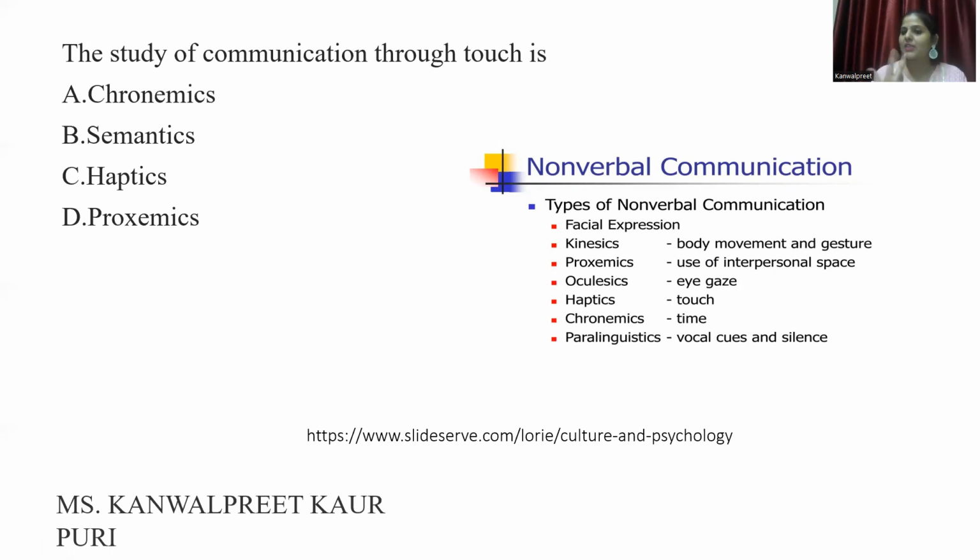Oculesics is eye gaze. Okay, yes, we communicate through our eyes. Haptics is touch. So here the correct answer is communication through touch is haptics. Chronemics is time. Okay, you know, sometimes we ask you to arrange in order, starting from A to Z, or maybe sometimes we ask you to arrange it chronologically, that is 1950s should come first, then 60s, 70s, and so on. Paralinguistics is vocal cues and so on, which we discussed in the last question. So chronemics is time. Semantics is meaning of words, language. Haptics is touch, and proxemics is the study of distance and space. Okay, so you should know.